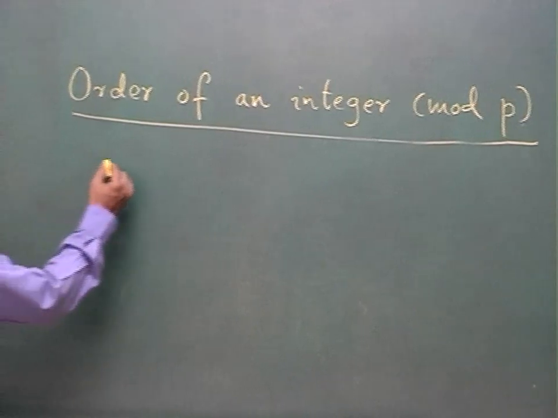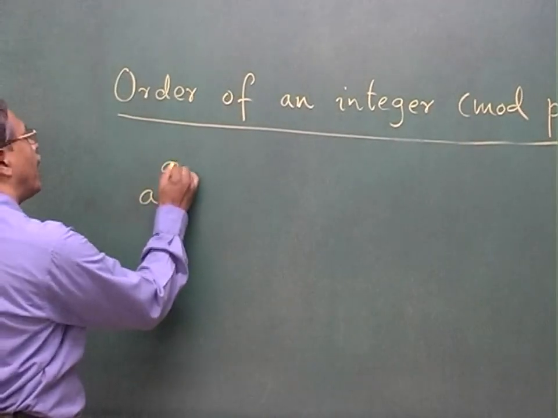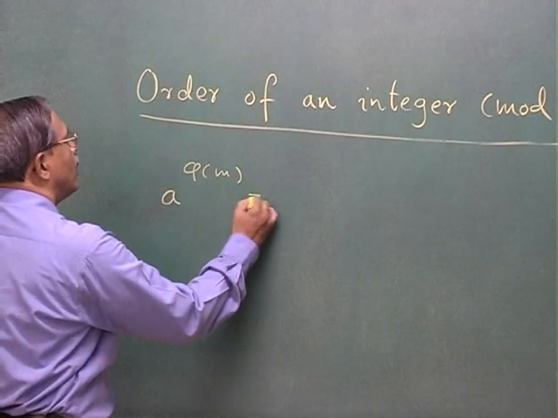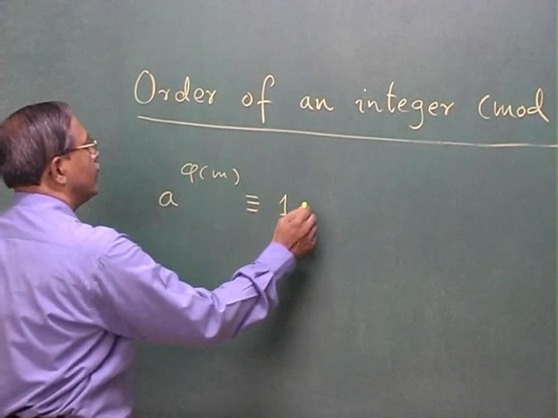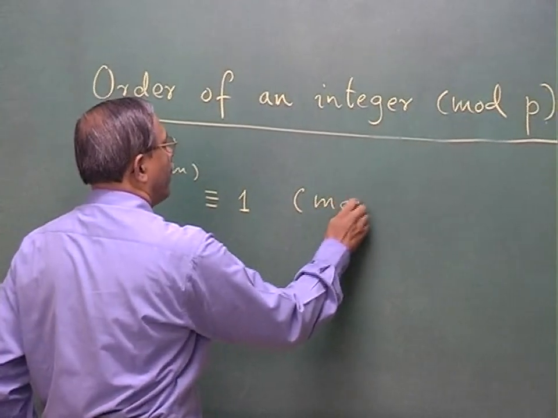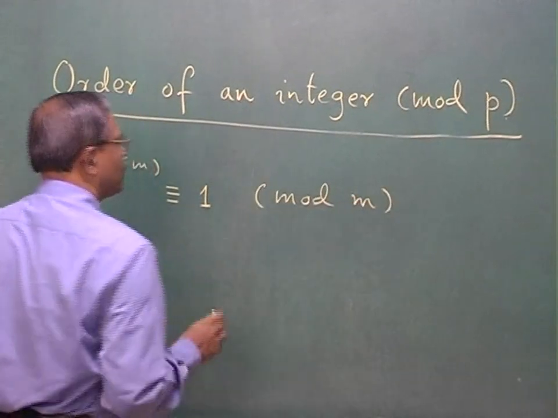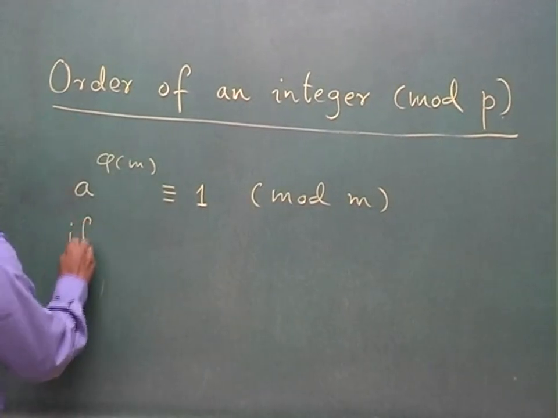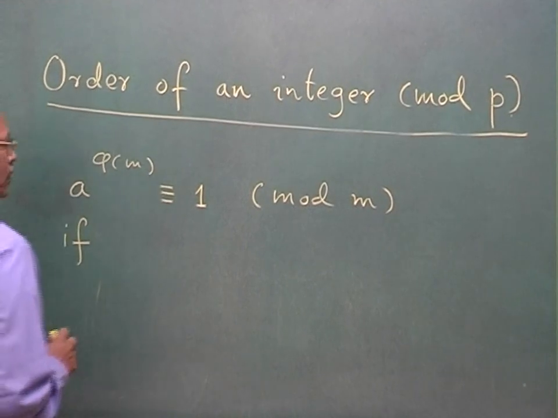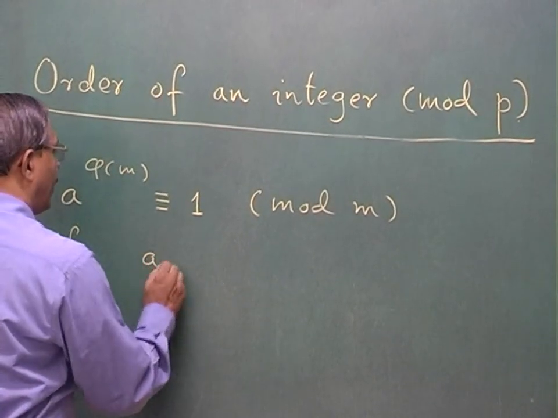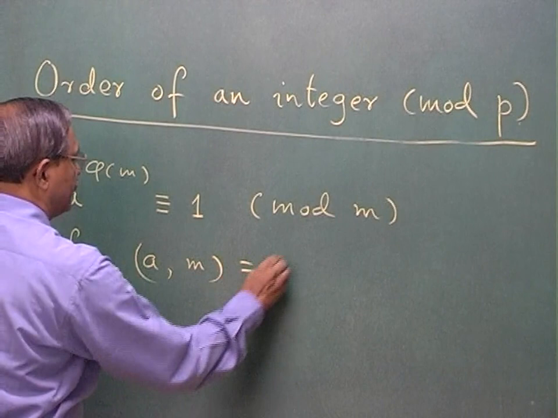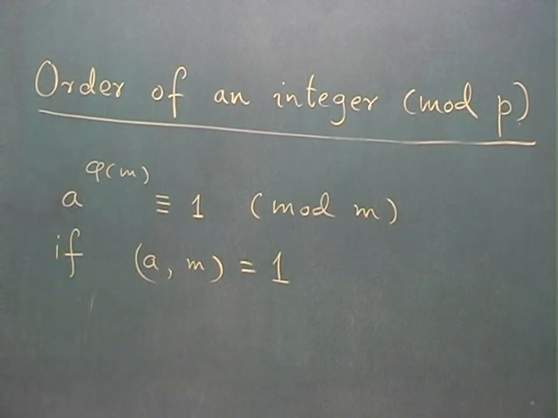We know that A raised to phi m is congruent to 1 mod m if A and m are co-prime, that is, GCD of A and m is 1.